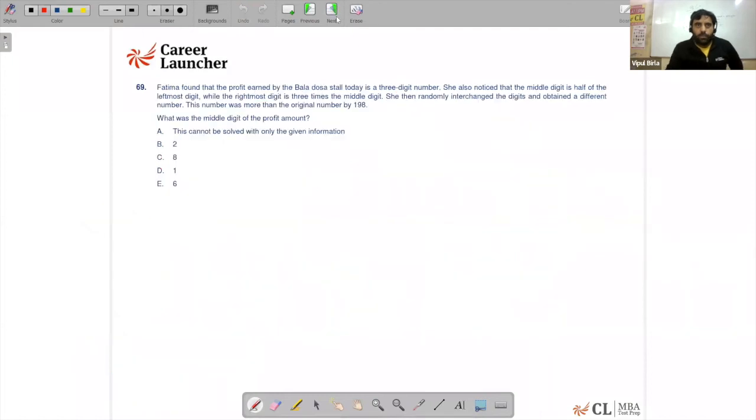Okay. All right, guys, moving on. Question number 69. It says Fatima found that the profit earned by the Bala Dosa stall is a 3-digit number. So profit is a 3-digit number.